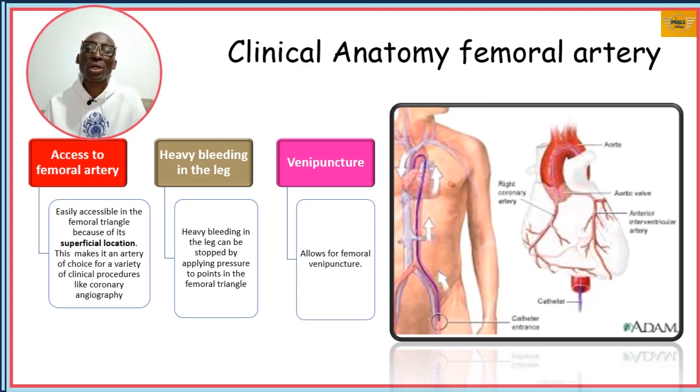Also, because of its superficial location, the artery becomes very important in being able to stop heavy bleeding within the legs, where pressure can quickly be put at the region of the femoral triangle to help in reducing heavy bleeding or stopping it at the distal points of the lower limb. This artery is also very important in carrying out femoral venipuncture procedure. We'll next look at the vein.